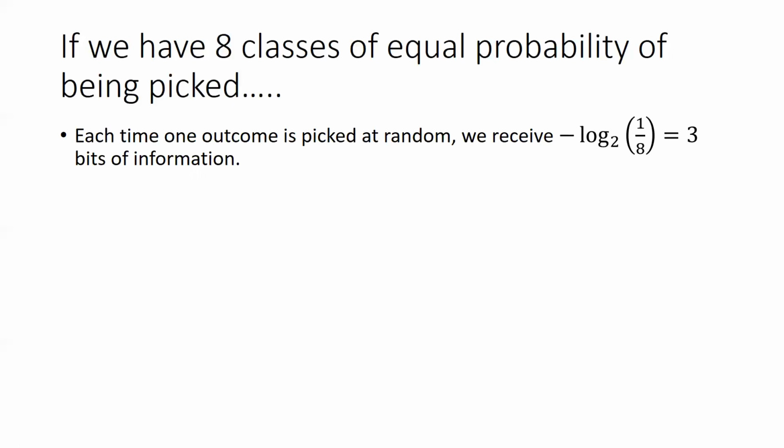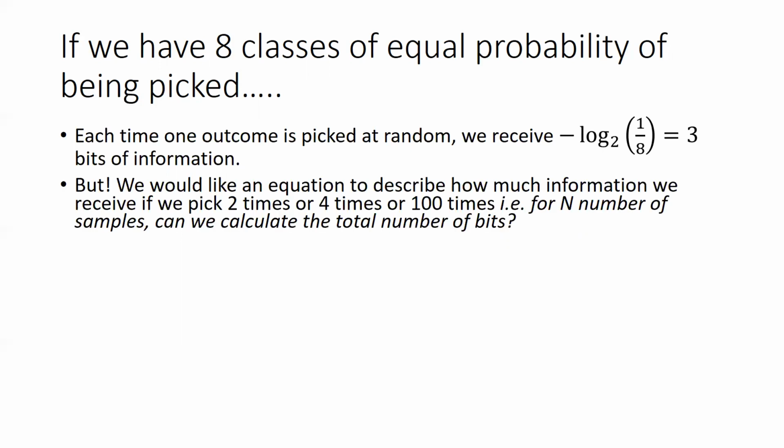So just to recap, if we have 8 classes of equal probability of being picked, each time one outcome is picked at random, we are receiving, on average, 3 bits of information. So every time we peek into the system, on average, we will expect 3 bits of information. And if we would like this equation to describe how much information we receive if we pick 2 times or 4 times or 100 times, can we calculate the total number of bits in the system?